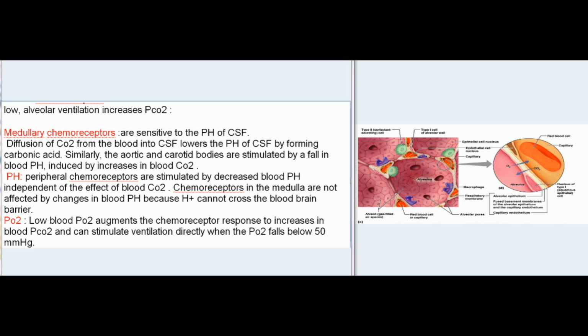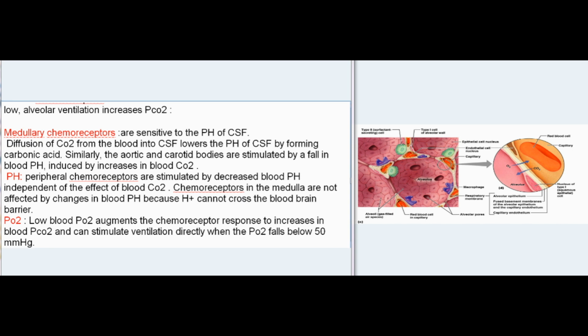Medullary chemoreceptors are sensitive to the pH of CSF. Diffusion of CO2 from the blood into CSF lowers the pH of CSF by forming carbonic acid. Similarly, the aortic and carotid bodies are stimulated by a fall in blood pH, induced by increases in blood CO2. pH: peripheral chemoreceptors are stimulated by decreased blood pH independent of the effect of blood CO2. Chemoreceptors in the medulla are not affected by changes in blood pH because H+ cannot cross the blood-brain barrier.